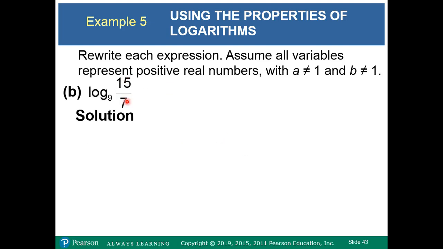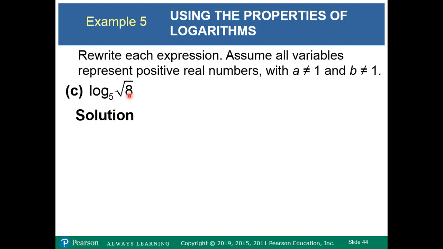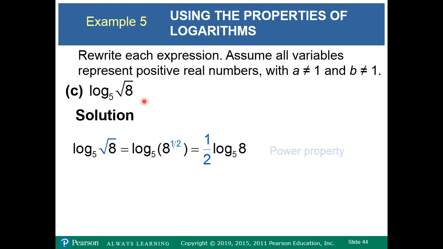What about this one? Now we have a quotient. So now we can use the quotient rule that says log base 9 of 15 minus log base 9 of 7. So it's the top minus the bottom. Okay, so the quotient property. Now here we have the square root of 8, or in other words, 8 to the 1/2 power. So we can rewrite this as a power, and then write that as 1/2 times log base 5 of 8 using the power property.